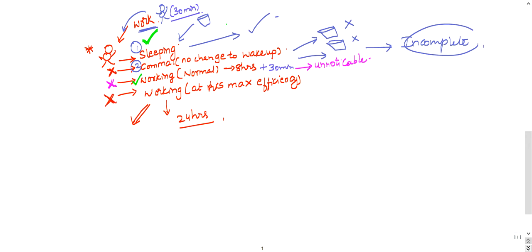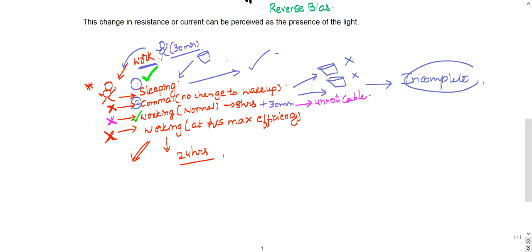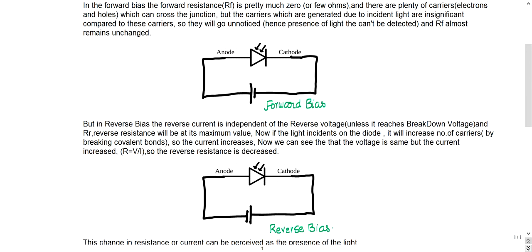The work is not done if the person is in a coma, if he is working normally, or if he is working at maximum efficiency. Only if the person is sleeping properly and I can make him get up, then I can get my work done properly. My work will be done only in the first case. So I'll explain what all this is with the help of forward bias and reverse bias.